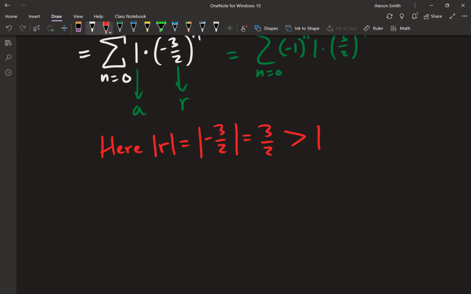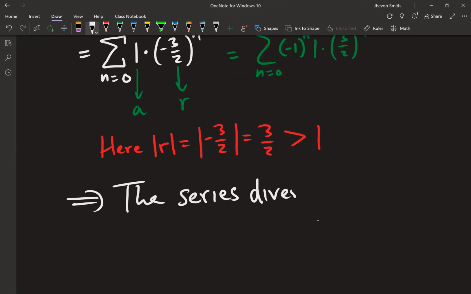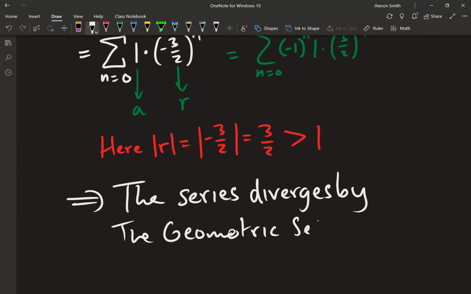Diverges? So it turns out that that formula does not apply. It's greater than 1 in absolute value. This means the series diverges. It's geometric, but it diverges. Geometric series test.